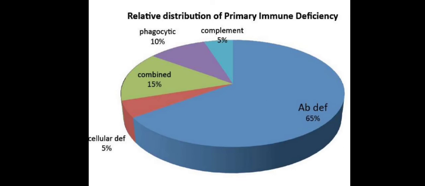So humoral immune deficiency, B cell deficiency, is the most common type, contributing almost 65%. Cellular immune deficiency is around 5%. Combined, meaning both T cell and B cell involvement, is about 15%. Neutrophil involvement is 10%. Complement diseases contribute around 5%.